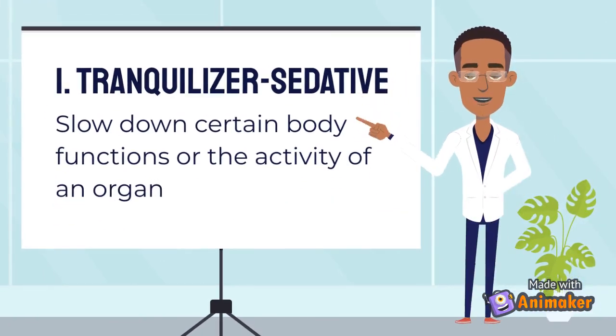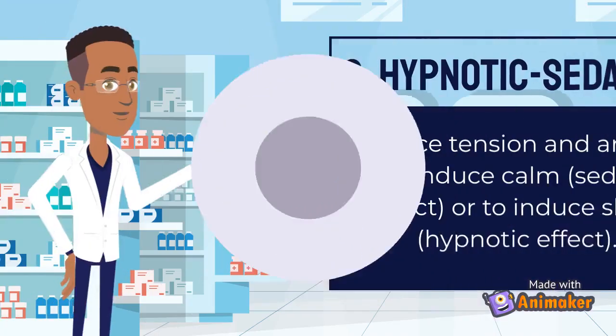First of the seven classes of drugs is the tranquilizer sedative. It acts by slowing down certain body functions or the activity of an organ. Drugs under this classification include the phenothiazine, butyrophenone, and the benzodiazepine.